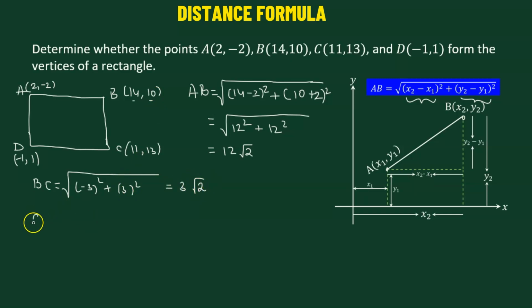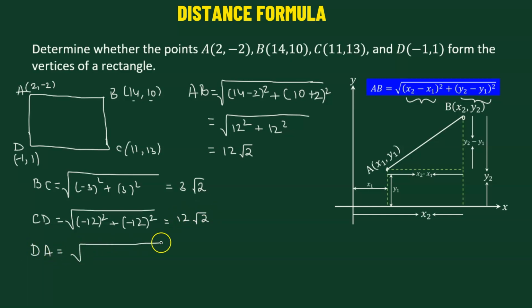Then we'll find out the value of CD. CD is going to be equal to the square root of, so we do -1 minus 11. So that's going to be (-12) squared. Added to 1 minus 13, so that's (-12) squared. So this is going to be 12 times the square root of 2. And then finally we find out the value of DA. So DA is going to be the square root of, so we have 2 minus (-1), so that's 3 squared. Added to -2 minus 1, so that's (-3) squared. And this is going to be 3 times the square root of 2.